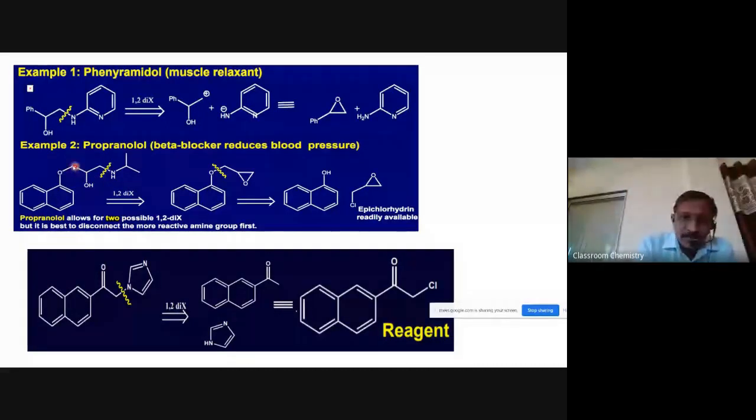If we consider this 1 and 2, there is also 1 2, and here is also 1 2. We have already discussed that when such multifunctional compounds are there, we have to disconnect the side chain first, not the center. That's why there are two possible 1 2 difunctionalized positions to disconnect. We know that amines are more reactive, so that can be disconnected first. In the guideline of retrosynthesis, we have already observed that the disconnection of the more reactive group is preferred.